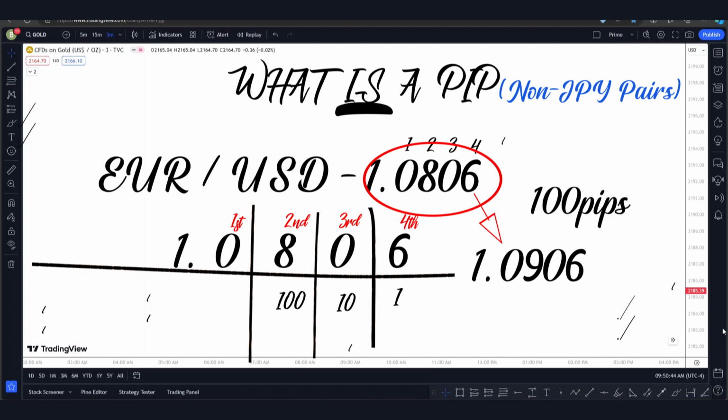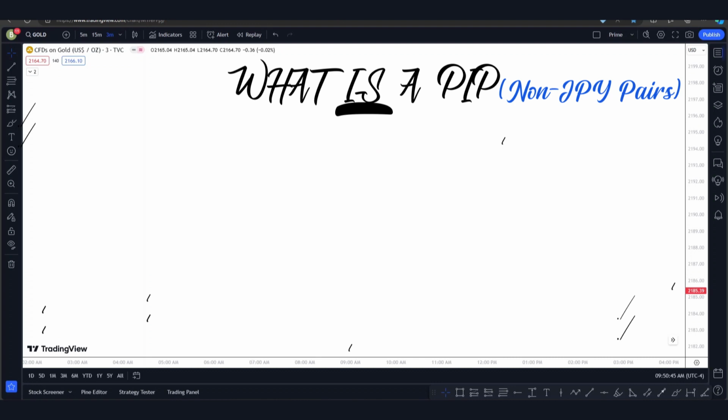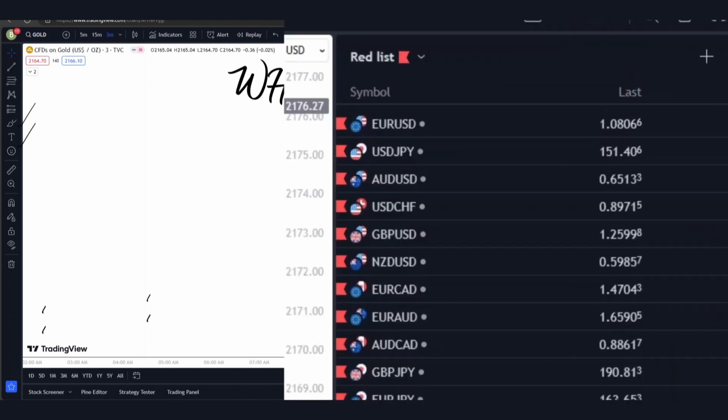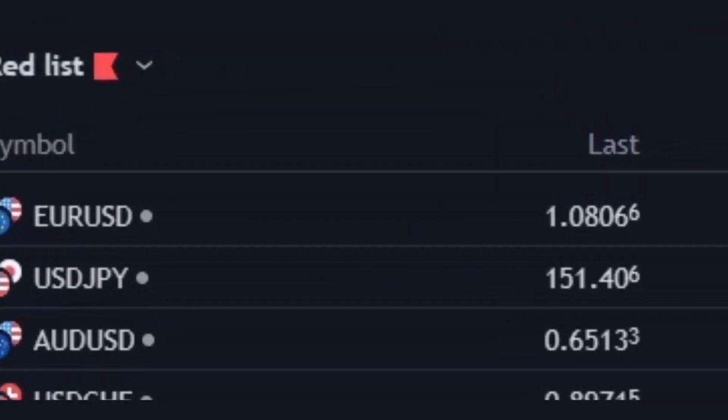So guys, that's the way you want to look at this. And I'm sure that you guys are following along, right? Let's do one last example with a different currency pair, okay? Let's go for the Aussie versus the US dollar.